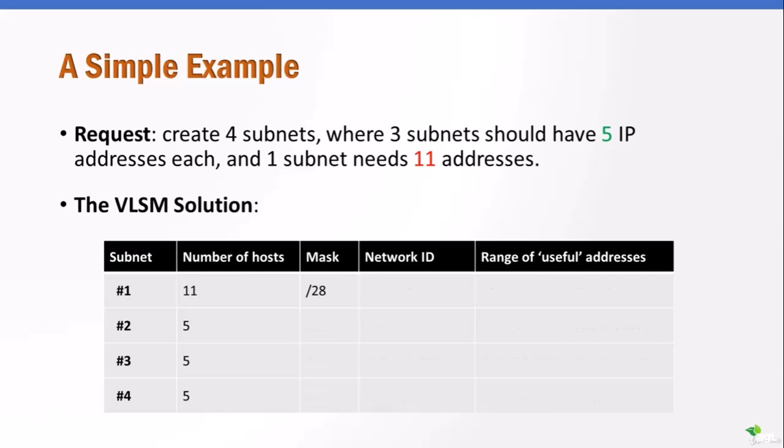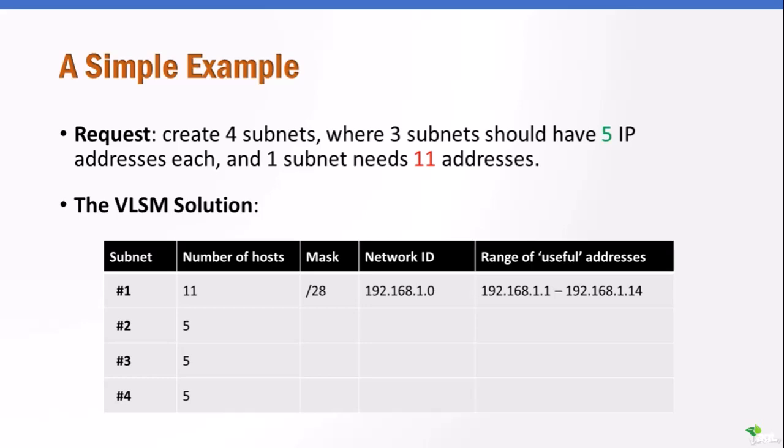Now for the first network, it's still going to be /28 because, as I said a minute ago, we need 11 addresses in the first subnet. So we're going to use /28 because that gives us 16 different IP addresses. The network ID also remains the same, so it's going to be 192.168.1.0, and the range is also going to go from 1 to 14. Dot 15 is going to be the broadcast IP address.